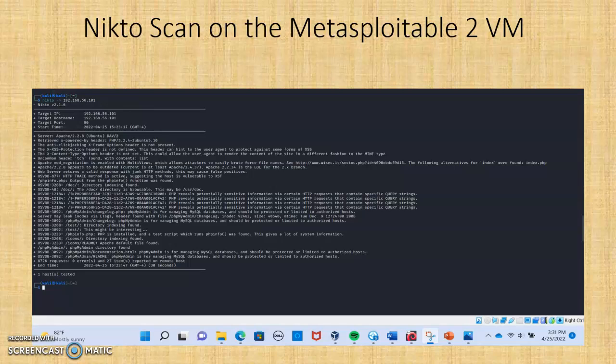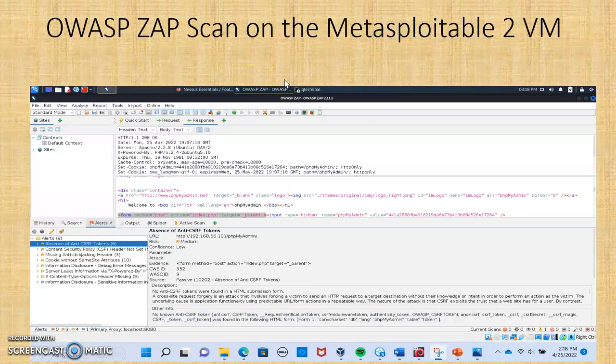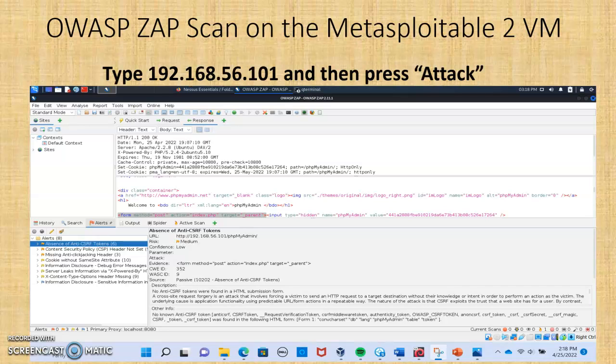To perform a vulnerability scan using Nikto, you type nikto -h 192.168.56.101. In OWASP ZAP, to perform a vulnerability scan, you type 192, the host, and then press attack. OWASP uses a more user-friendly interface to let you type and press attack.